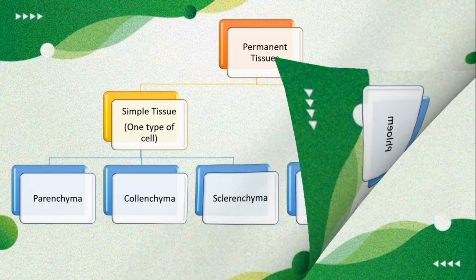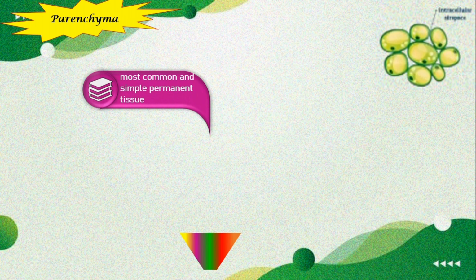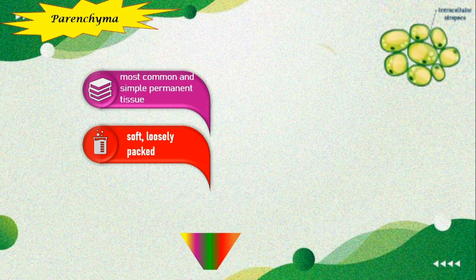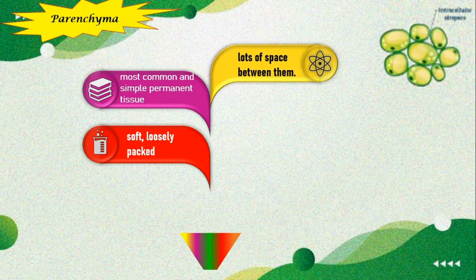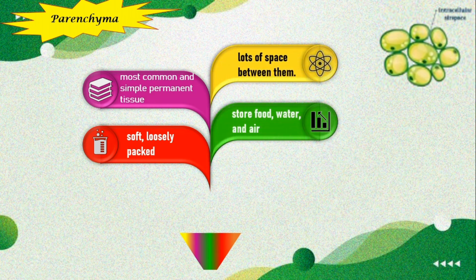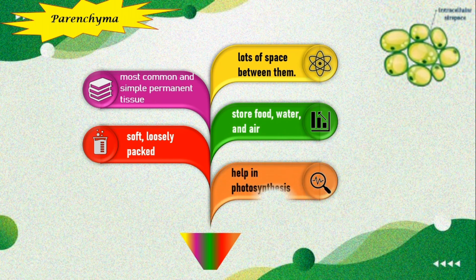Starting with the first simple tissue, that is the parenchyma. Parenchyma are the most common and simple permanent tissues present in plants. They are soft, loosely packed. They have lots of space in between them. They store food, water and air, and they help in photosynthesis. Some parenchymatic plants help in photosynthesis. That's why they are known as sclerenchyma.